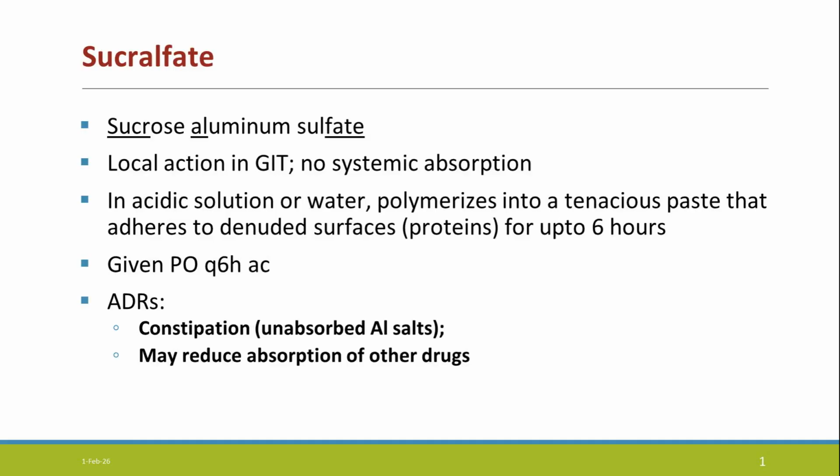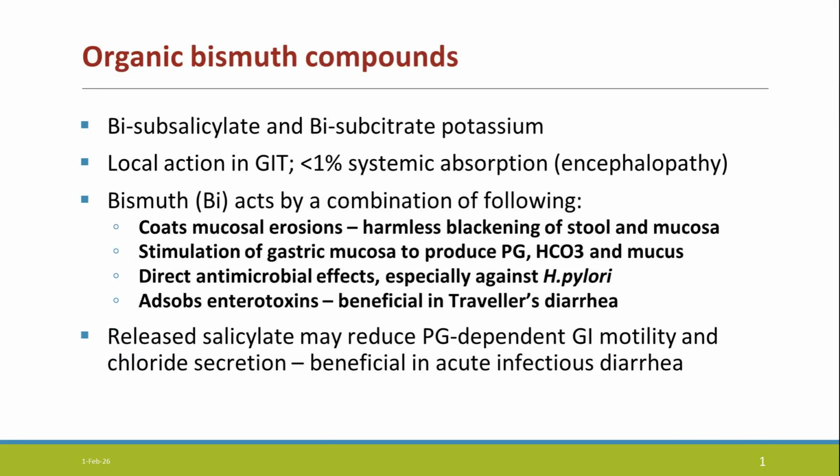Forms a protective coating over ulcers. Works locally without systemic effects. Good safety profile but may cause constipation and interfere with absorption of other drugs. Bismuth compounds are multifunctional, coat ulcers, stimulate prostaglandins, kill H. pylori, and reduce toxins. Black stool discoloration is harmless but important to explain to patients.